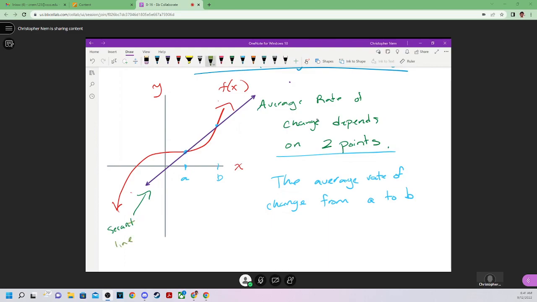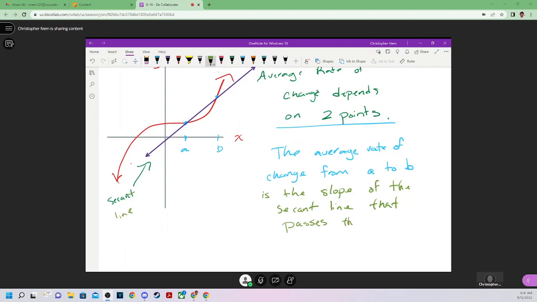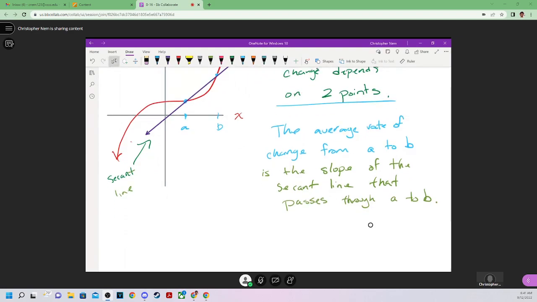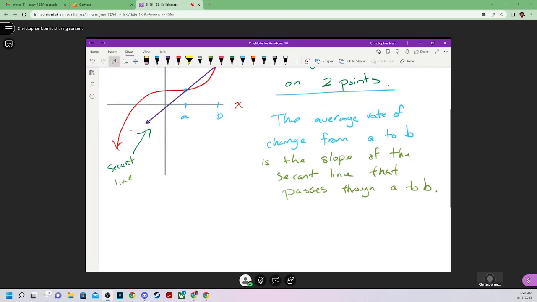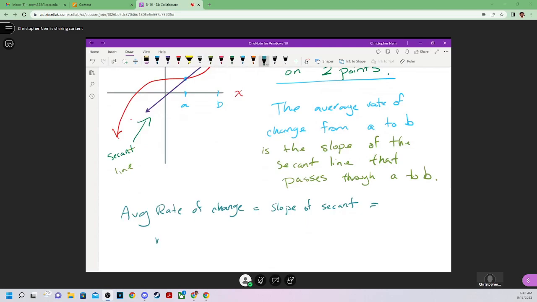Average rate of change from A to B is the slope of the secant line that passes through A to B. So we can write it as a function. You know that slope is simply, so I'm going to say average rate of change is equal to slope of secant, which is the same thing as being equal to whatever m is, rise over run, equals y2 minus y1 over x2 minus x1.